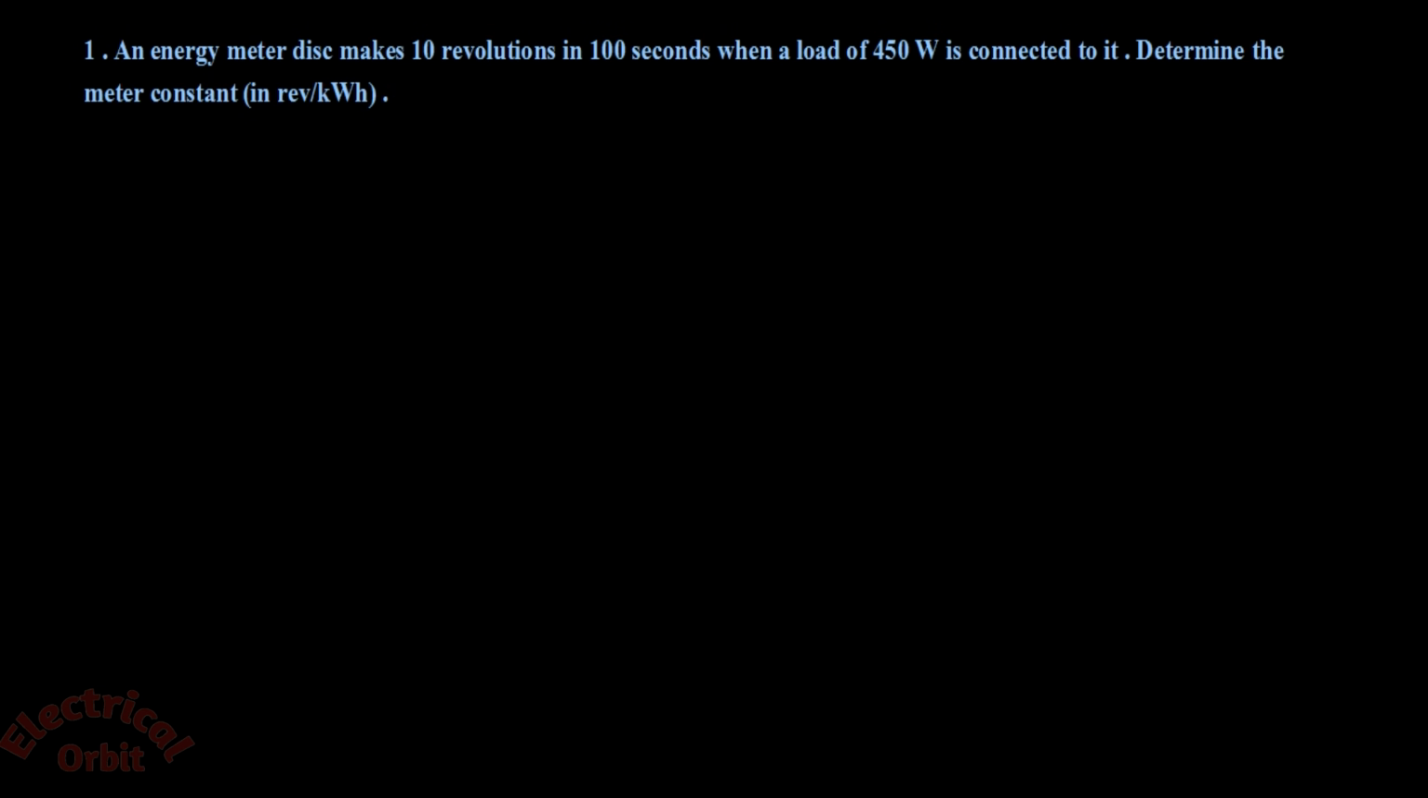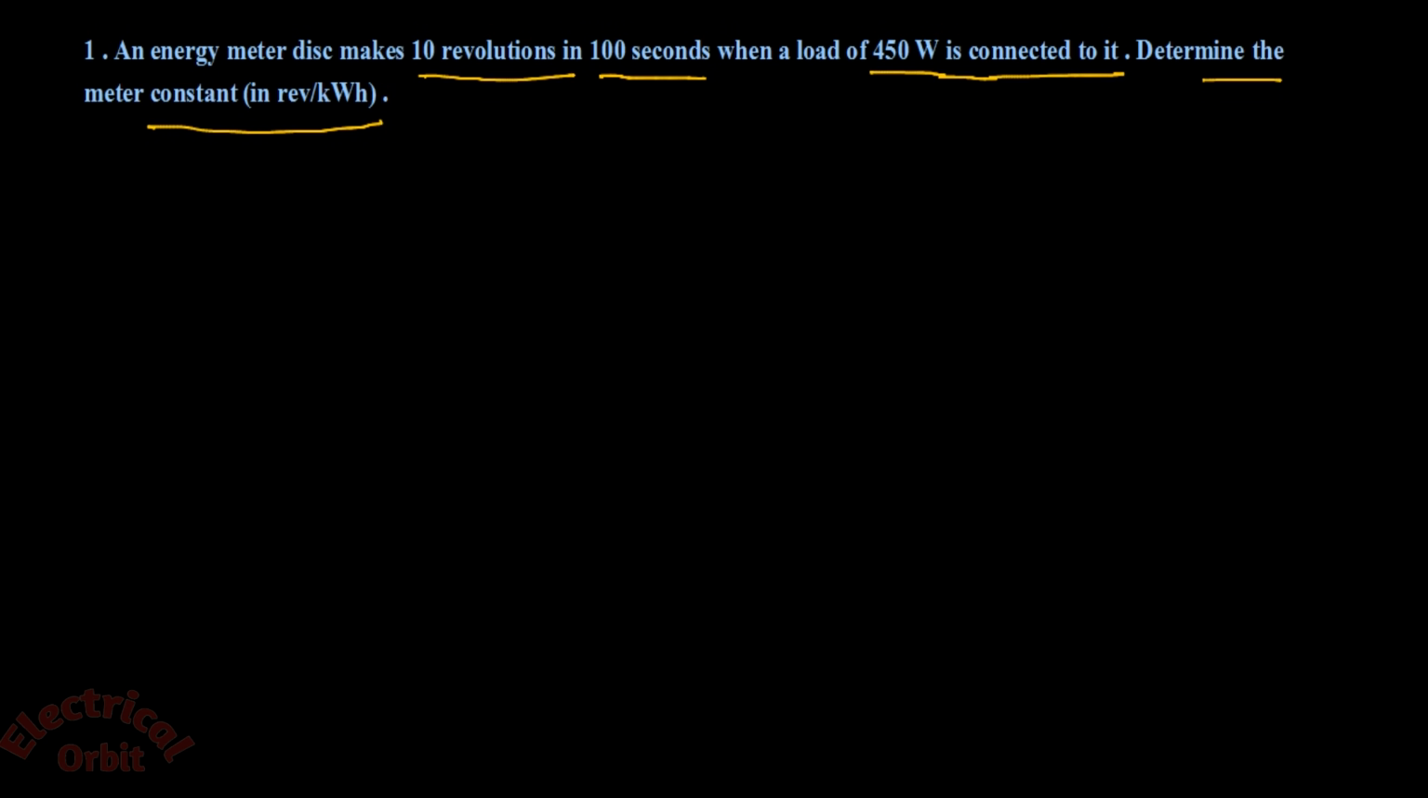In this lecture, we will discuss some problem solving techniques on energy meter. So our first problem is, an energy meter disc makes 10 revolutions in 100 seconds when a load of 450 watt is connected to it. Determine the meter constant in revolution per kilowatt hour.